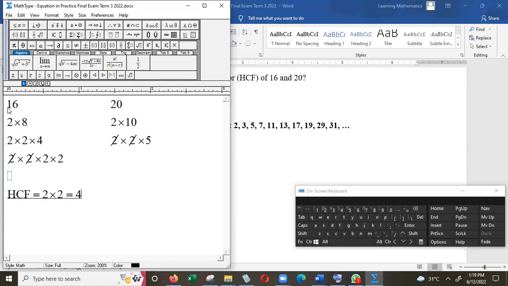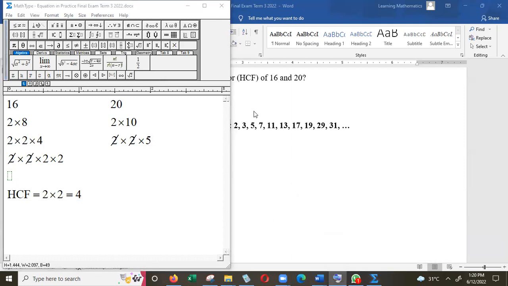4 can go into 16, and 4 can go into 20. Okay. 2 is a common factor, but it is not the highest. 2 can go into 16, 2 can go into 20, but it's not the highest common factor. 2 times 2, which is 4, is a common factor, and it is the highest. There is no other common factor higher than 4. So 4 is the highest common factor of 16 and 20.